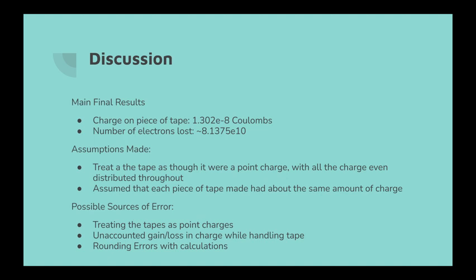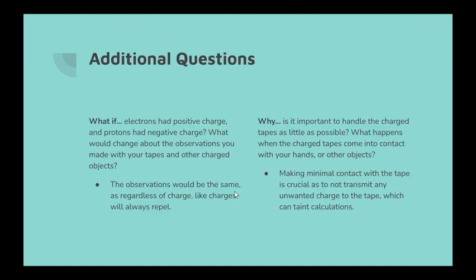And to obtain these results, assumptions were made. For example, we treated the tapes as though they were point charges with all the charge evenly distributed throughout. We assumed that each piece of tape had about the same charge, and possible sources of error were treating the tapes as point charges, as we just discussed, unaccounted gain/loss in charge while handling tape, and rounding errors while calculating. But the chance of these affecting our results is pretty small.